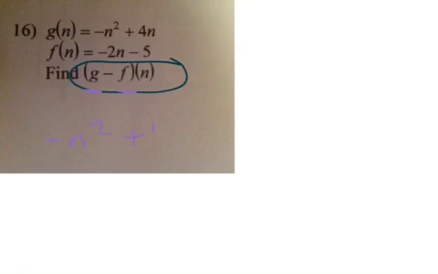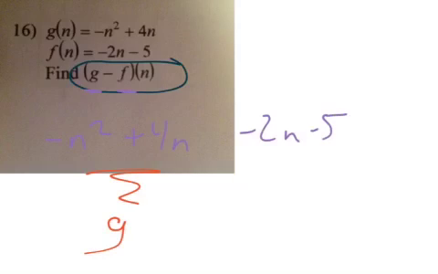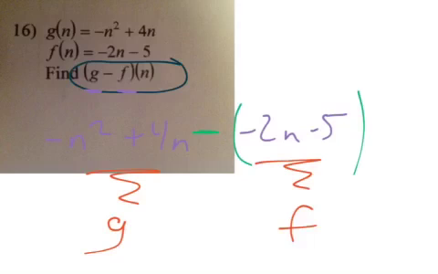Does everybody agree that this right here is function g? Of course it is. And this over here is function f, right? So we are going to take g and minus the f. And the trick, as you notice right there, is when we minus, of course, we have to worry about the distributive property. So that times that is plus 2n. That times that will be a plus 5.